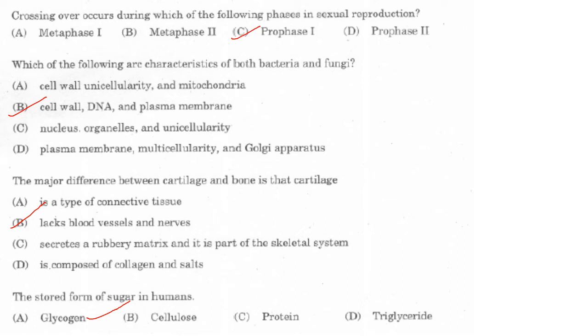The major difference between cartilage and bone is that cartilage lacks blood vessels and nerves. So answer is option B. Then the stored form of sugar in humans is glycogen. Answer is option A, glycogen.